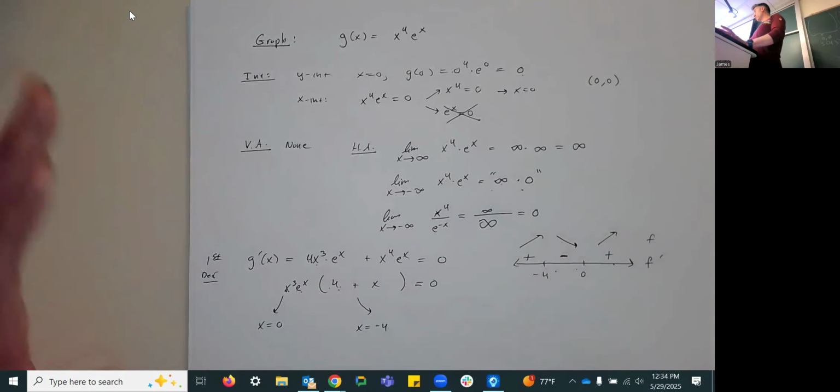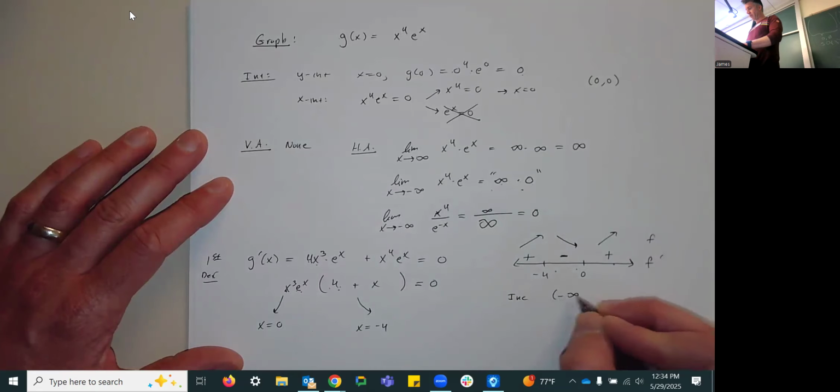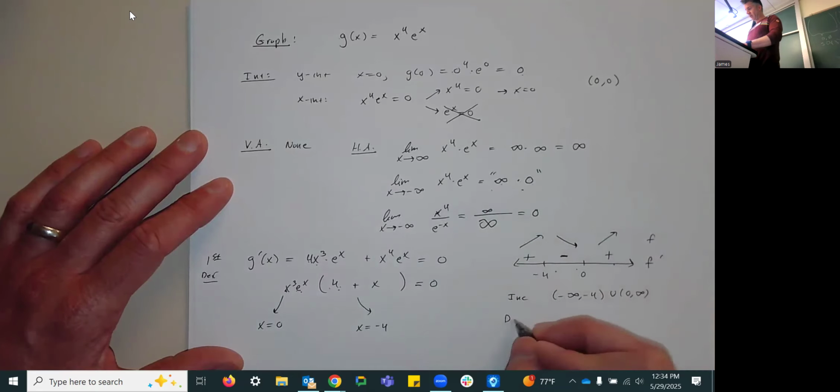We could write down the intervals for increasing or decreasing. That's not something that's usually required, but if we wanted to, we could say it's increasing on the interval from negative infinity to negative 4, union 0 to infinity, and it's decreasing on the interval from negative 4 to 0.